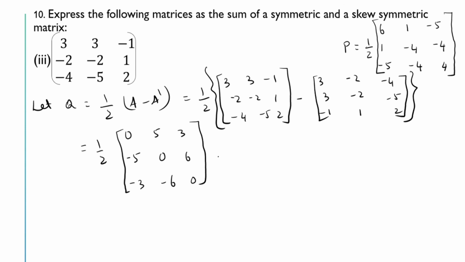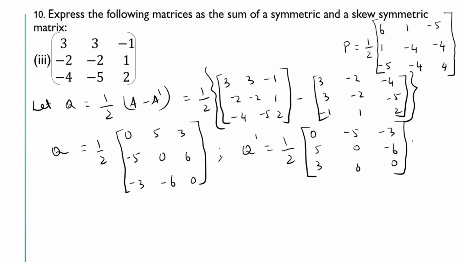So if we take the transpose of this matrix, this is Q. Now Q transpose will be equal to half of the first row becomes the first column, second row the second column, and third row the third column. This is equal to minus Q. Therefore, Q is skew symmetric.